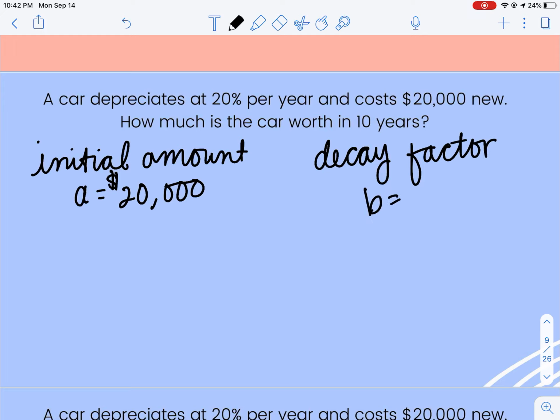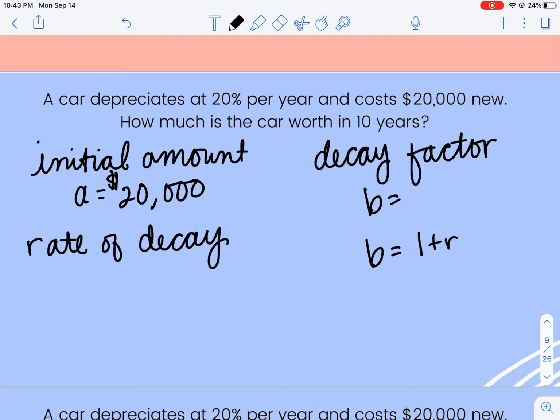That's B, right? Now, B, just like when we were doing exponential growth problems, we have to do a little bit of work to get B. So remember that B equals 1 plus R, where R is the rate of growth, in this case, the rate of decay. Okay, our car depreciates at 20% per year. That means it decays at 20% per year. Our rate of decay is negative 20%. We're losing 20% of the value, so that's a negative.